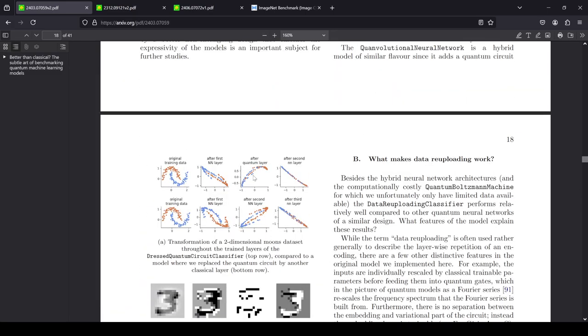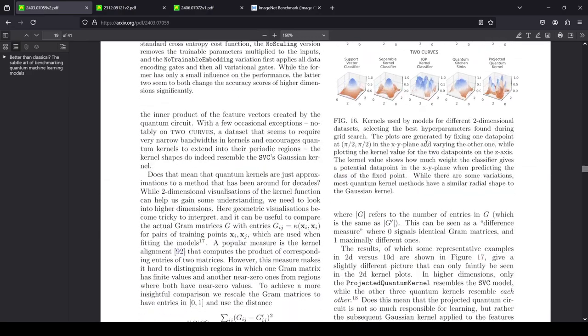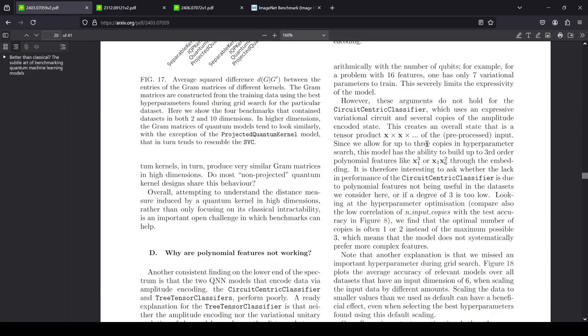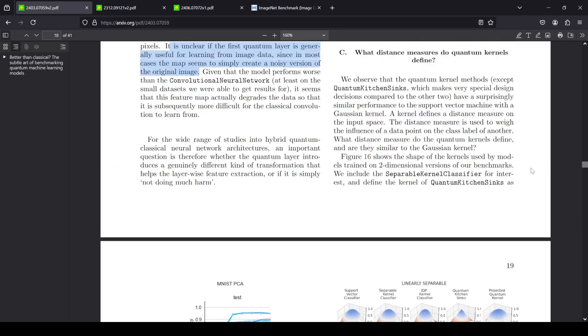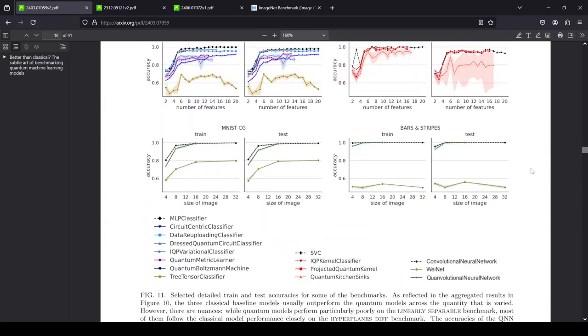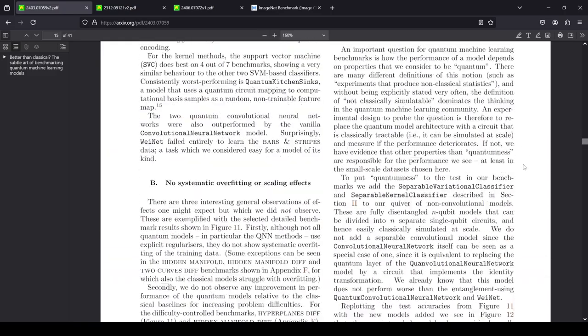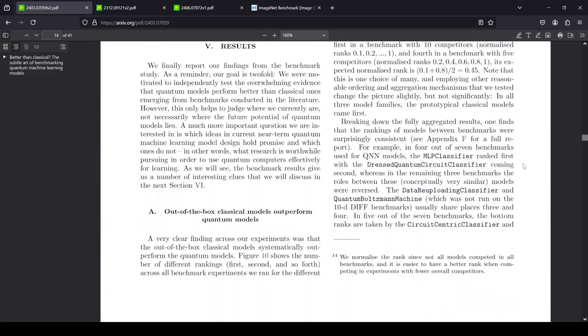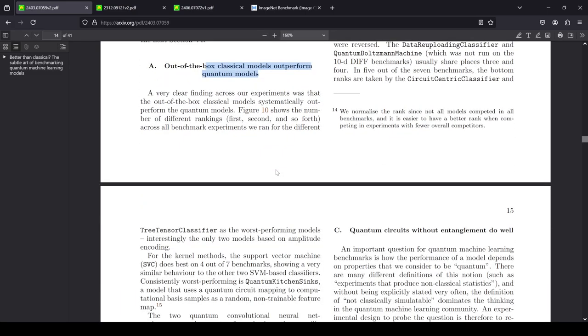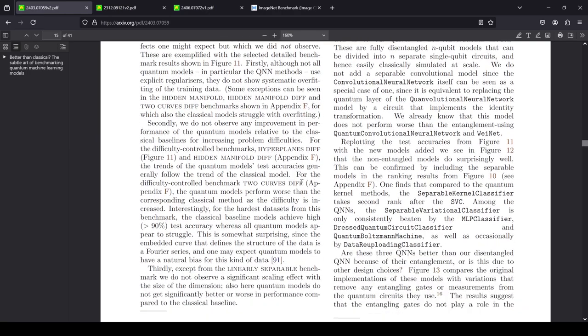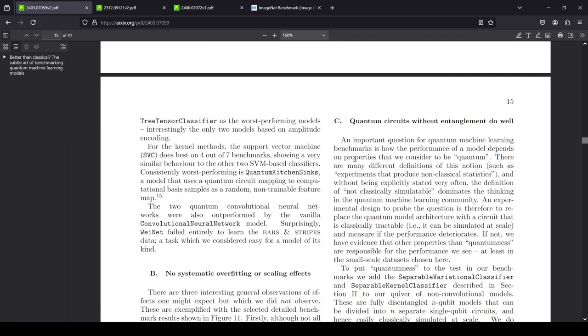The other point that's interesting, there are some remarks on data re-uploading and kernels that are interesting, but we won't cover here. And the last point that I want to remark on for this paper is that out of the box classical models just default beat any optimized QML models. That was the first figure I showed. But the other point, the one I wanted to make, was that quantum circuits without entanglement do pretty well.